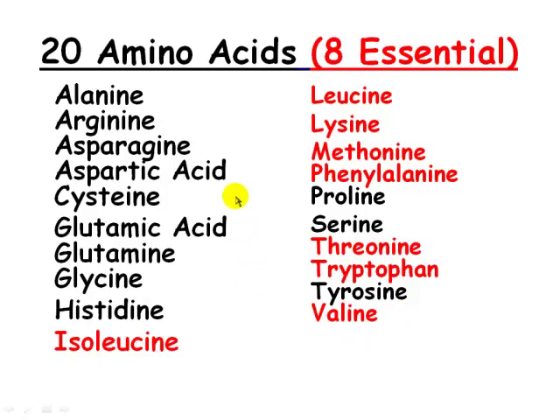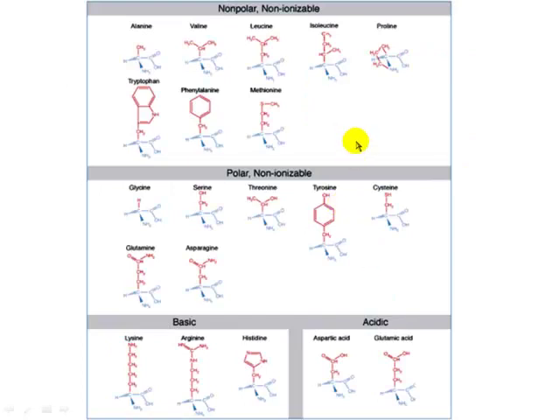Now here's the 20 amino acids that we need. The 8 in red are the essentials that we can't manufacture. Okay, so alanine all the way down to valine. Basic look at the structure. We're not going to get too much into it at the moment, but you can see here non-polar, non-ionizable at the top, polar, basic and acidic there.